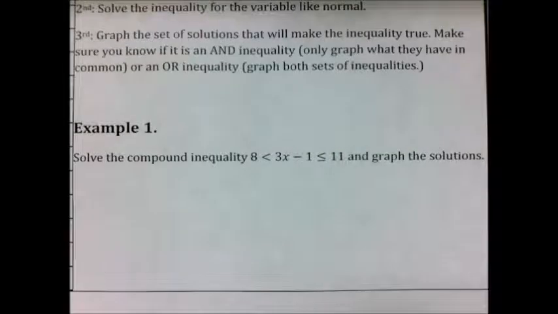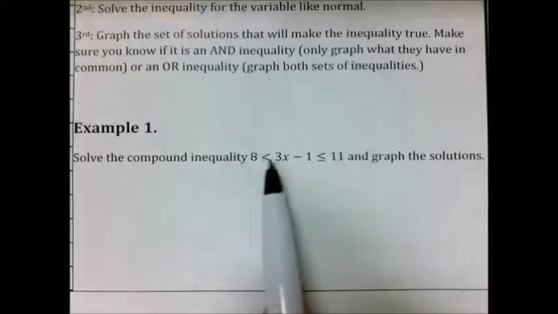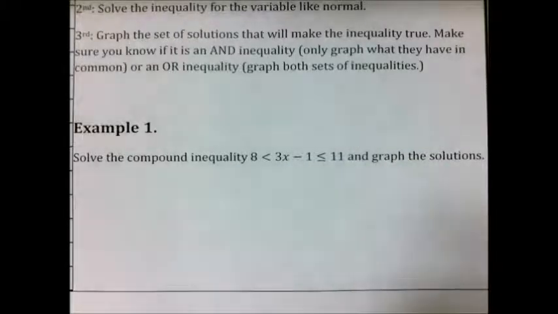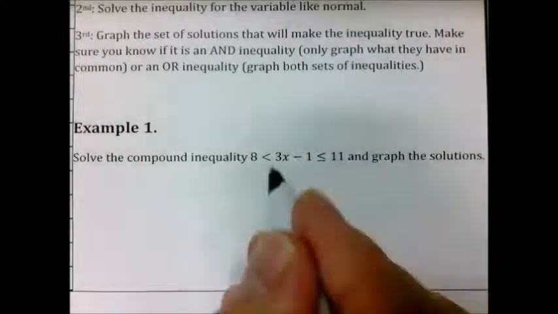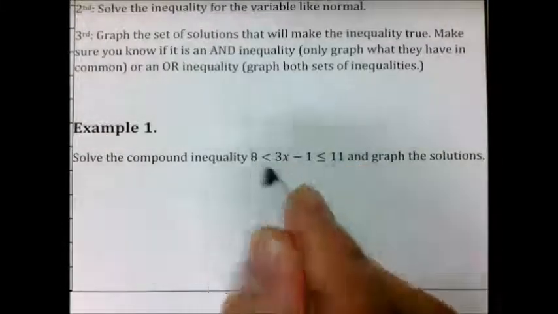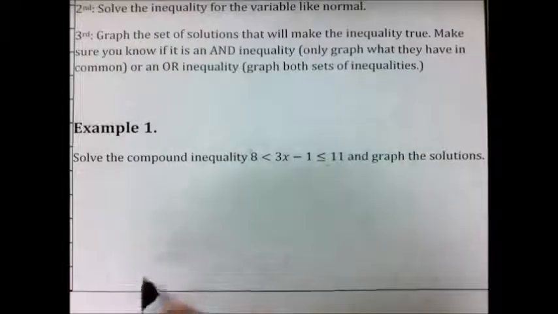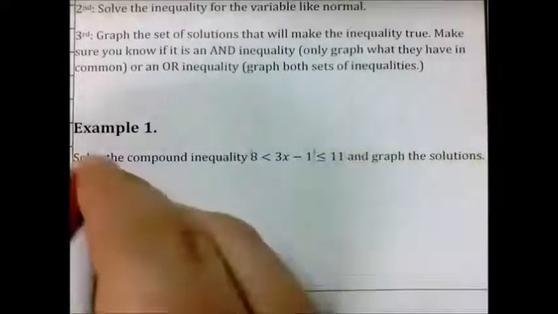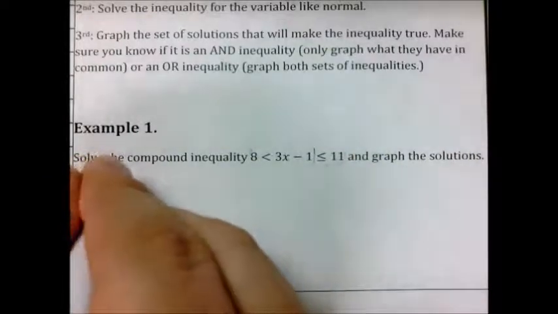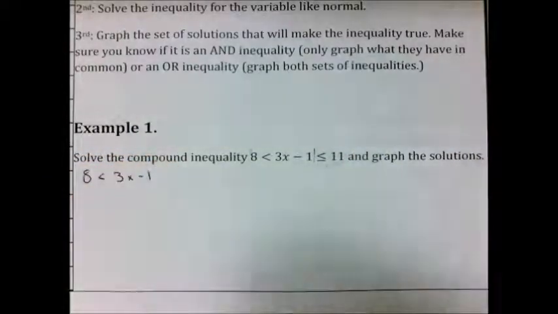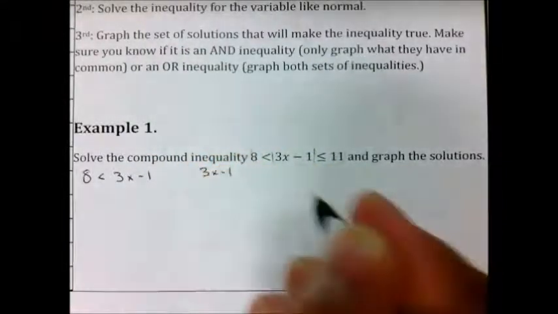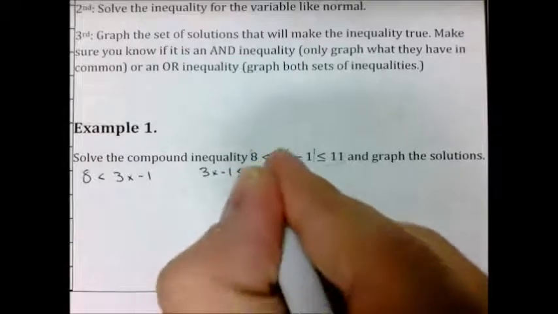Example 1 asks us to solve the compound inequality 8 is less than 3x minus 1, which is less than or equal to 11, and then graph the solutions. So the very first thing that we have to do is break this one big long inequality, it has two little inequality signs, into two different inequalities. So we're going to take this section and do 8 is less than 3x minus 1. And then also this section over that way, which is 3x minus 1 is less than or equal to 11.